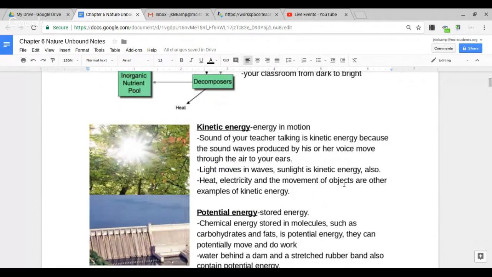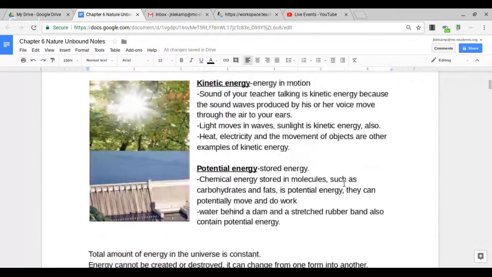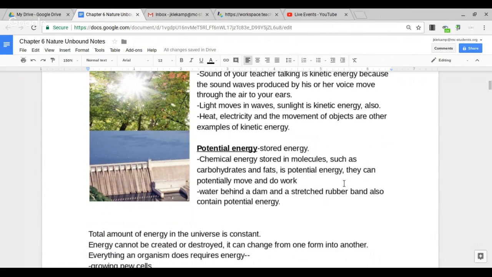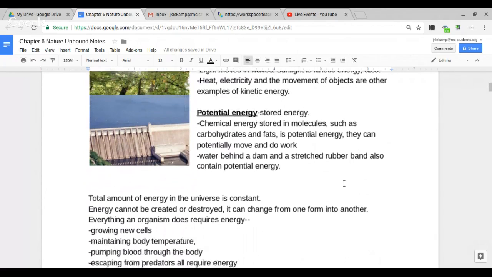The kinetic energy and potential energy, again, the difference, kinetic energy being energy in motion. There's some examples there for you. Me talking right now, moving particles with my vocal cords. Light moves in waves, so sunlight is technically kinetic energy. Heat and electricity, which are all movement of objects, are some other examples of kinetic energy.